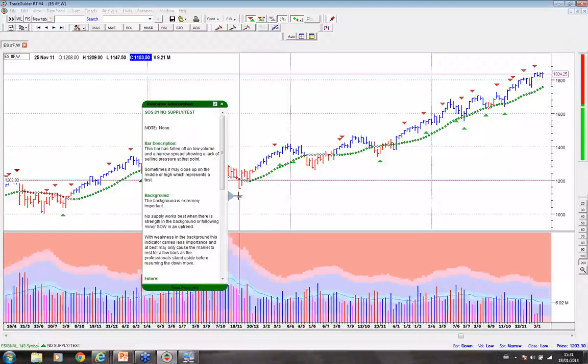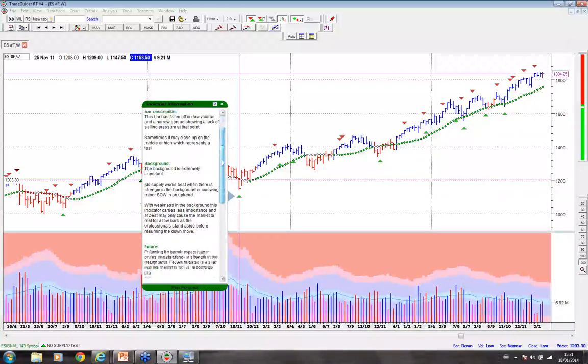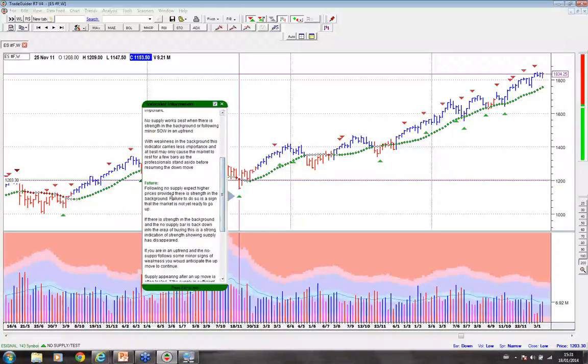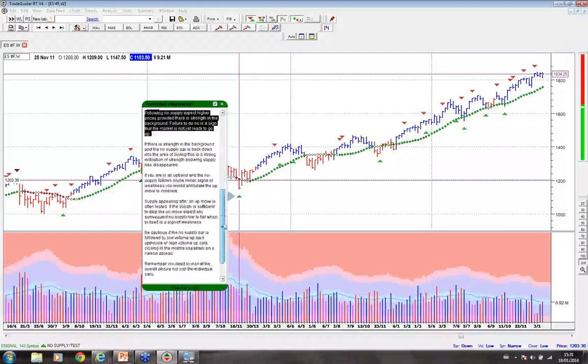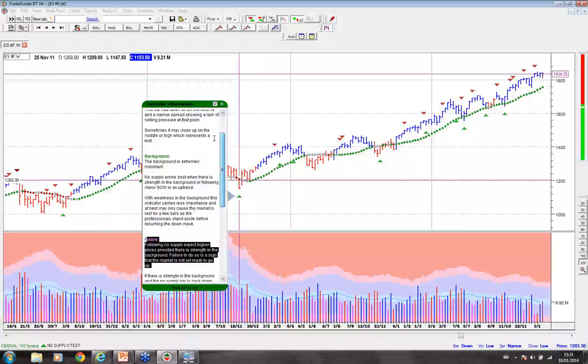Number 81, no supply. The most important part, however, that the sequencer does not yet look for is the next bar, but it will do. To complete the buy setup on this, I'm going to be programming the confirmation bar into the sequencer next week. Because the most important thing is we must have confirmation. We want the next bar to close higher.